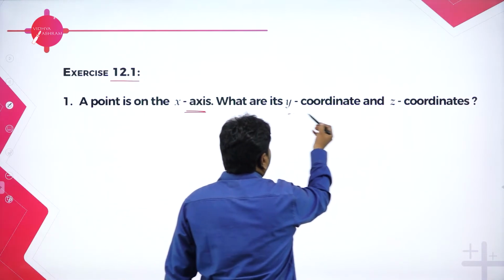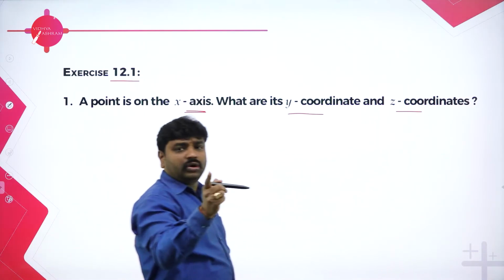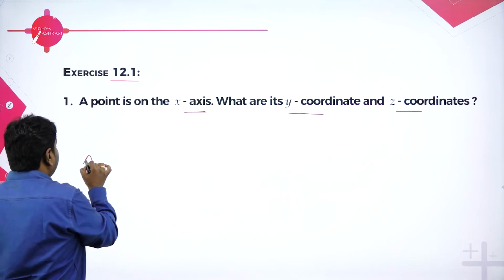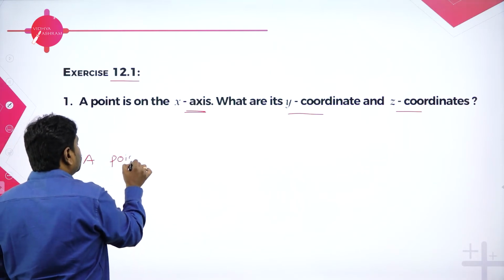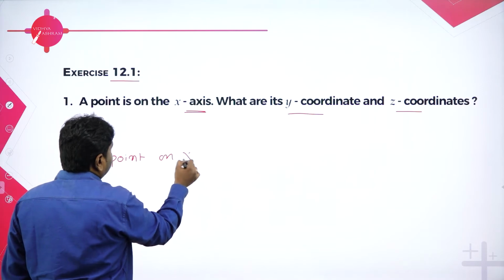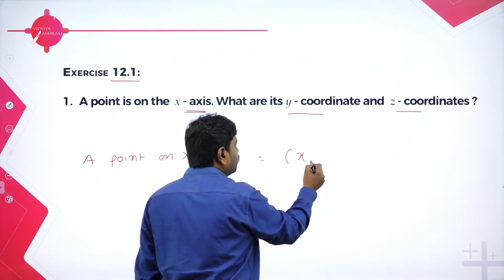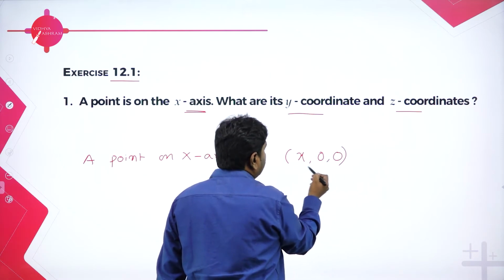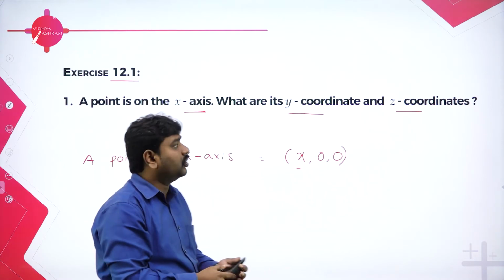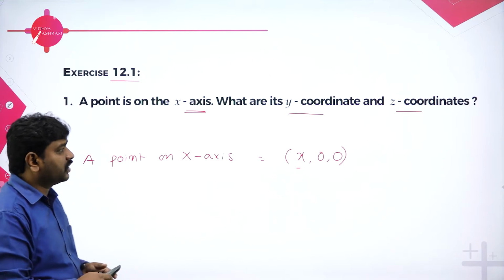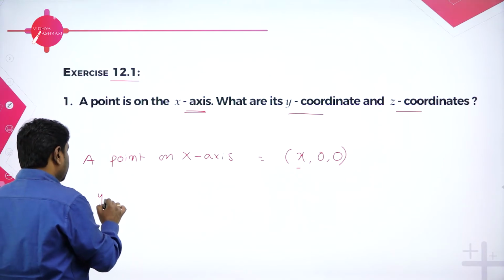They want its y coordinate and z coordinate. See, I told you, the point is on the x-axis. A point on the x-axis will be in what form? It will be in the form (x, 0, 0), meaning it will have only an x coordinate. The y coordinate and z coordinate are 0. They are asking what its y coordinate and z coordinate are.